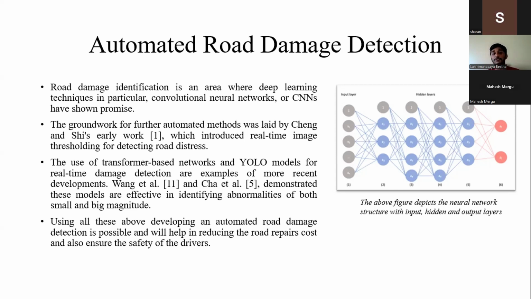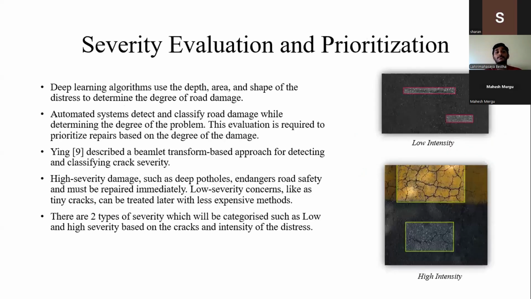Can you go to the next slide, Sharon? So, severity evaluation and prioritization. As Sharon has explained, we have different types of cracks: transverse crack, longitudinal crack, alligator crack, and potholes. In the initial stage, the lowest severity crack is the linear crack, which develops into the transverse crack, and the transverse crack connects to the longitudinal crack, and the longitudinal crack goes to the alligator crack. That is the cycle of distresses that is going to happen.